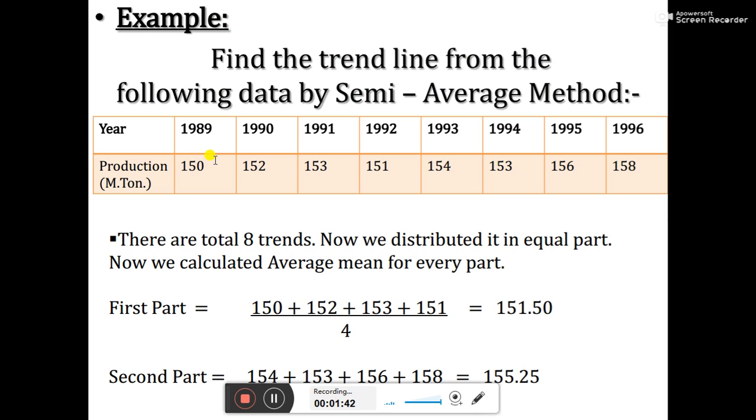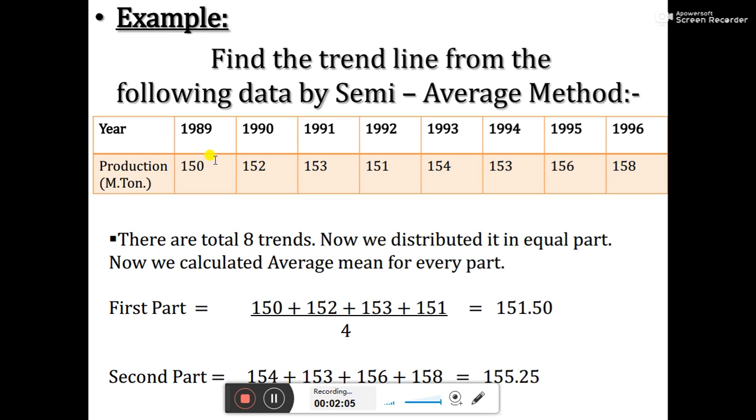So here you can see, suppose we need to find a trend line from the following data by the semi-average method. Here you can see 1989, 1990, 1991 and so on. Those values are given. There are a total of 8 values here. Now we distribute them into equal parts.